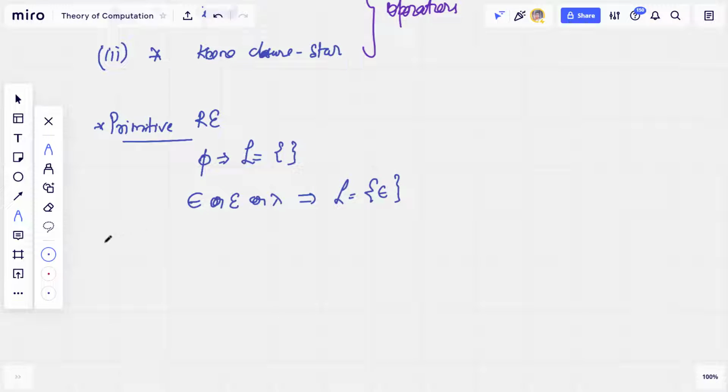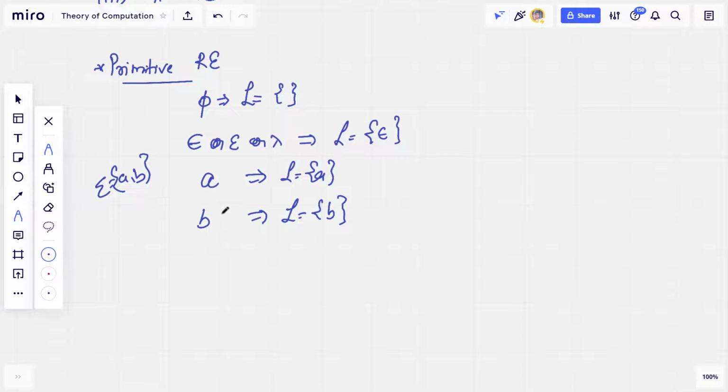Then let's say we have an alphabet {A, B}, and if I simply write A, it represents the language containing the single string A. And if I simply write B, it represents the language containing the string B. Okay, cool.